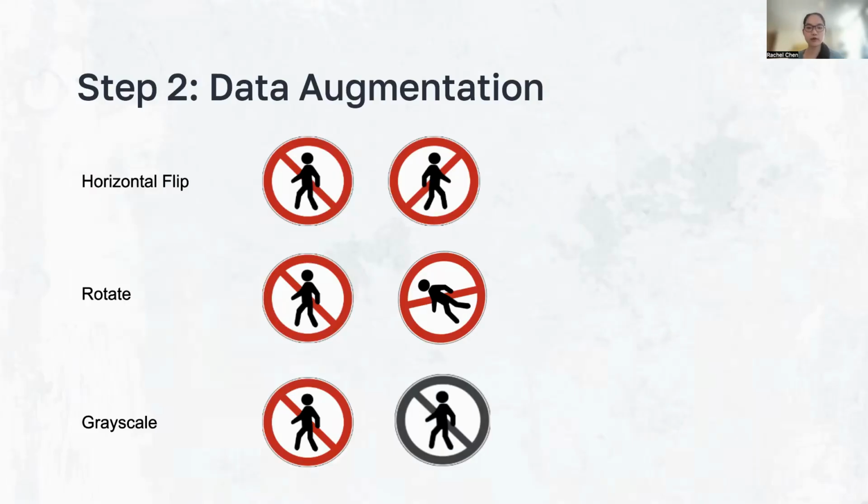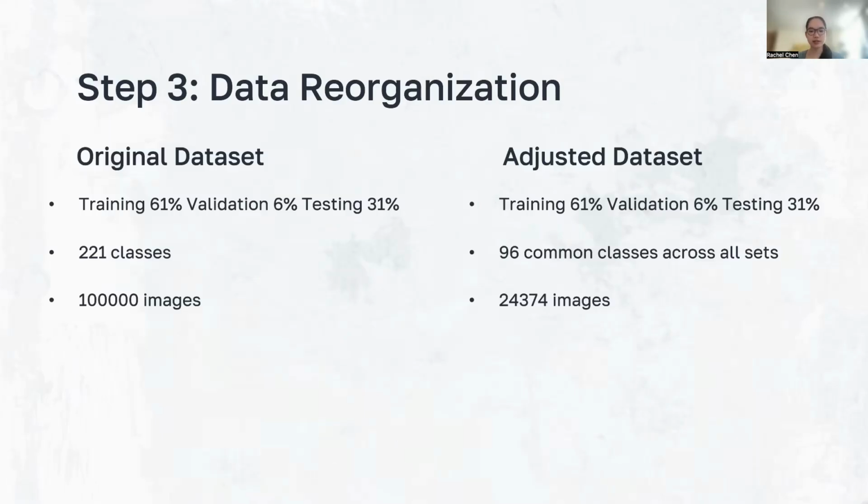To make our dataset more robust, we applied augmentation such as rotating, flipping, and altering colors. This increases diversity and helps our model handle variations in lighting and camera angle, hence improving its ability to generalize to real-world conditions. The original dataset was split into 61% training, 6% validation, and 31% testing. To allocate more data for hyperparameter tuning, we swapped the validation and test sets.